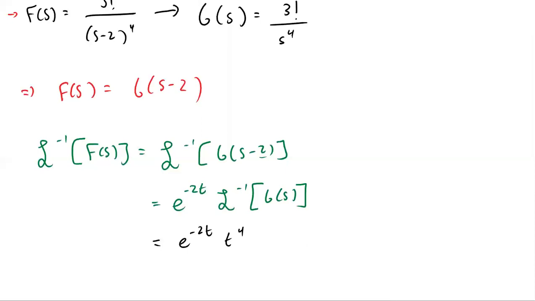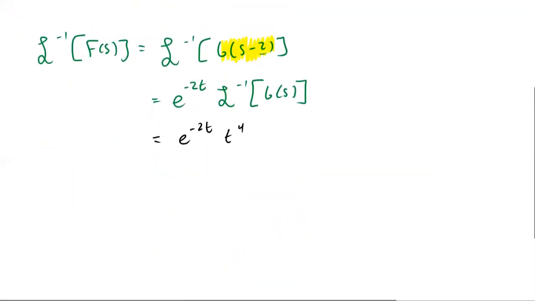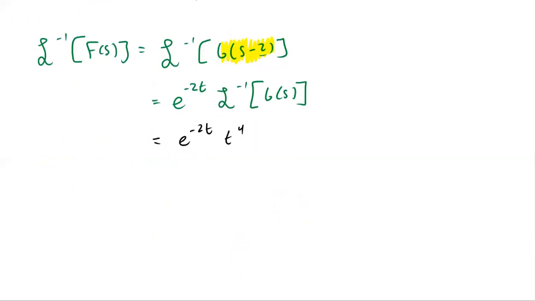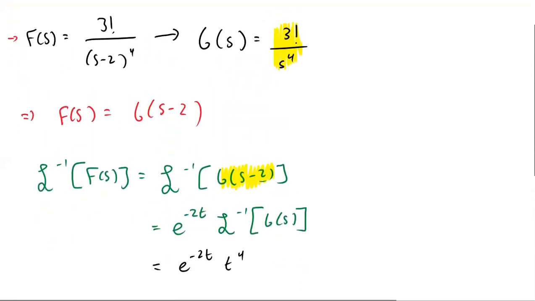So basically, you get rid of the shift that happened here by just writing the exponential in front. And then you just have to take the Laplace inverse of the original g of s, which we know how to calculate. So that's the idea. That's how you would use this theorem to calculate Laplace inverse of expressions.